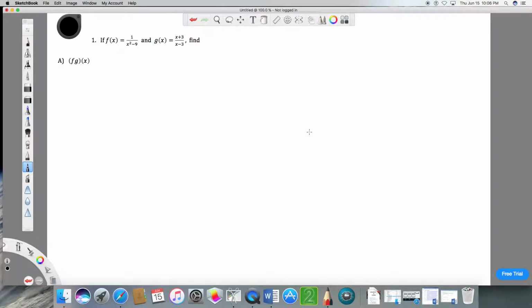Let's take a look at this problem. In problem number one here, it gives us functions f and g, and it asks us to use these two functions in parts a, b, and c to build new functions. And then in part d, we're asked to find the domain of each of these new functions that we built.